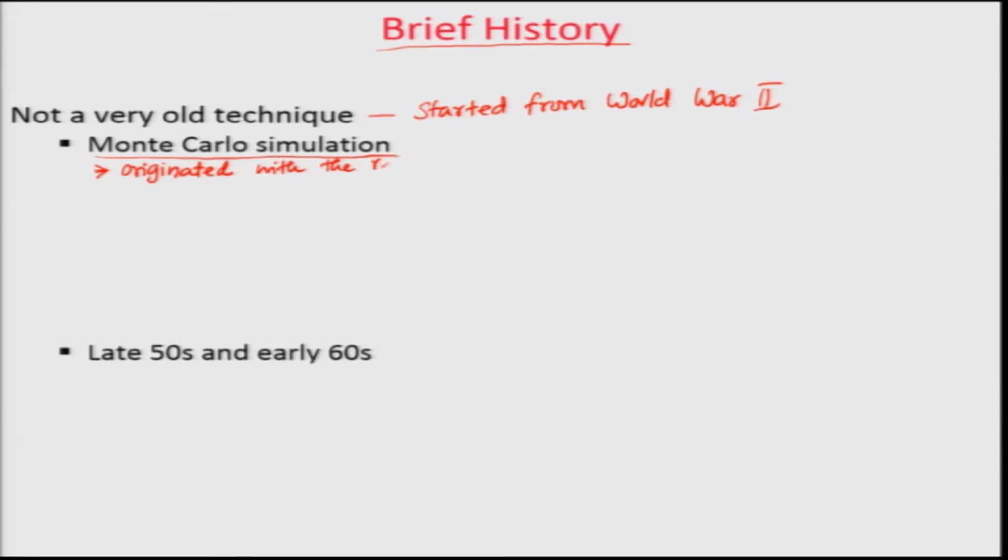So, the brief history of the area of simulation: it is not a very old technique at all. Where did it start? It started from World War II, the late mid 40s. The first technique to come out was called Monte Carlo simulation. And this one originated with the research on the atomic bomb.